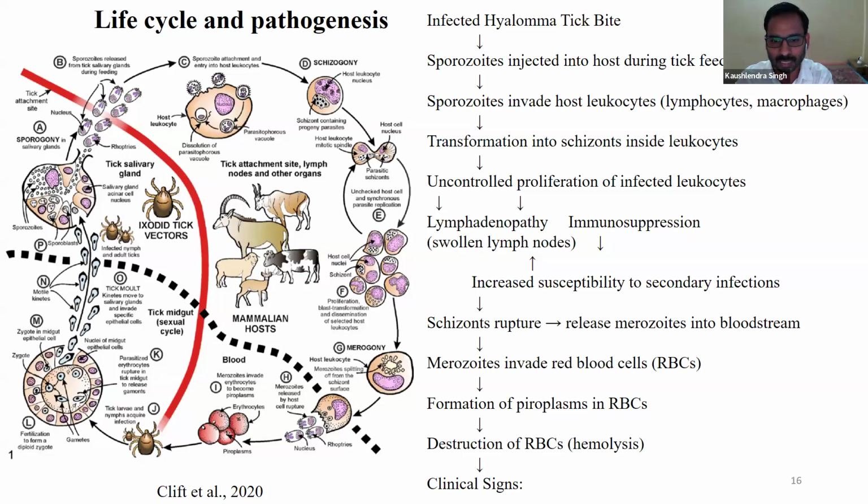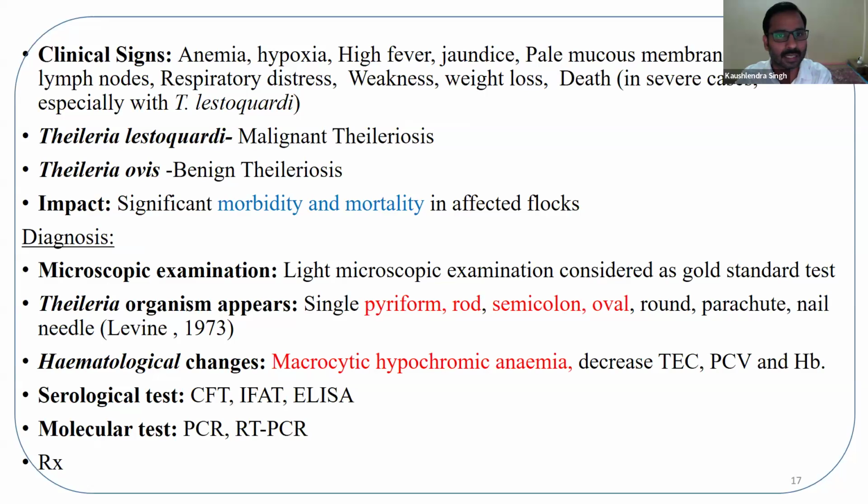The schizont ruptures and releases merozoites into the bloodstream, and these merozoites invade the RBC and form piroplasms in the RBC. There is destruction, hemolysis of the RBC, and the clinical signs develop. The clinical signs are anemia, hypoxia, high fever, jaundice, pale mucous membranes, enlargement of the lymph node, respiratory distress, weakness, weight loss, and death in severe or acute cases.